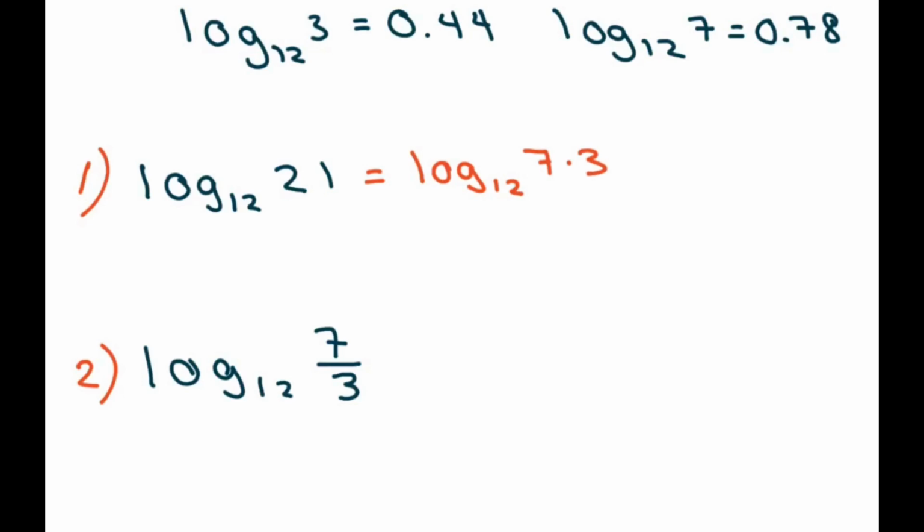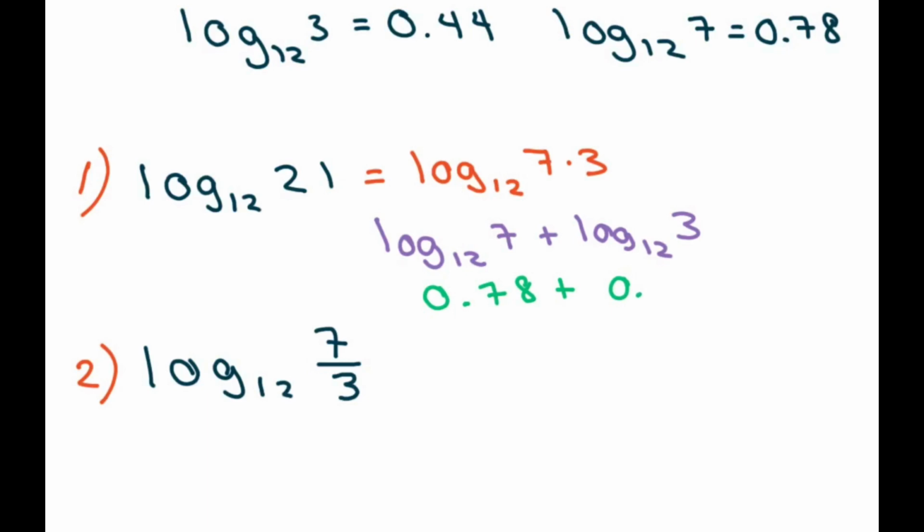Now, we're going to use our product property and expand this as log base 12 of 7 plus log base 12 of 3. And then merely we substitute: log base 12 of 7 is 0.78 and log base 12 of 3 is 0.44. So when you add this up, it's going to be 1.22, I believe.